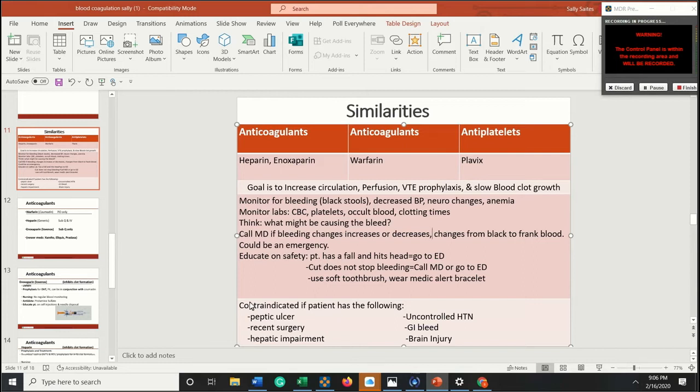If they have a cut that does not stop bleeding, to call their primary care physician, maybe if they're at home first, and then they will advise them on whether or not they need to go to the ED. Okay.